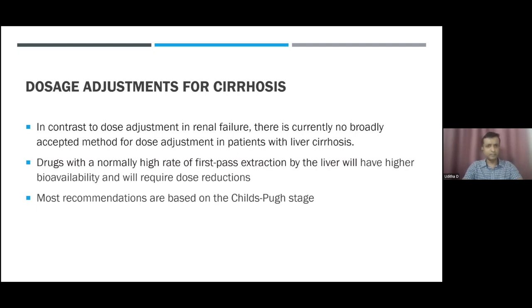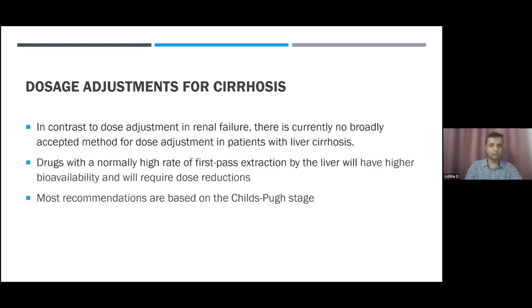And as I said, for example, drugs with a normally high first-pass extraction by the liver will have higher bioavailability and will require dose reductions. But of course, in order to rationalize our recommendations on dosage adjustments, most recommendations are based on the Child-Pugh stage, which is a method of grading the severity of liver disease. It's one of the oldest methods, and it's one that is mostly used.